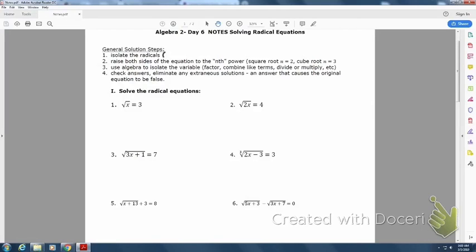I've heard some students in the past refer to this as solving for the radical, and that's the first step. And all that means is, and you don't have to write this example down, just follow me up here.